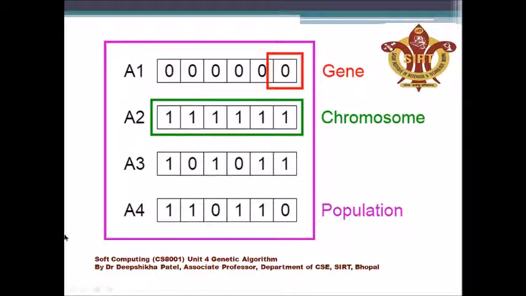So this is the set of individuals: A1, A2, A3 and A4, and each individual is characterized by some parameters known as genes. Here each bit represents a gene for an individual, and when we combine all those genes, this represents a solution, or we can say a chromosome. We have to find the best solution among these, whose fitness score is greatest.